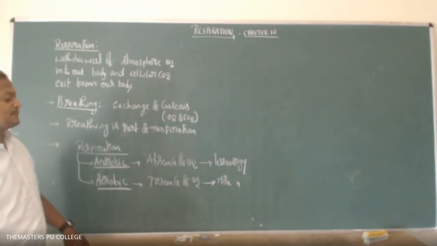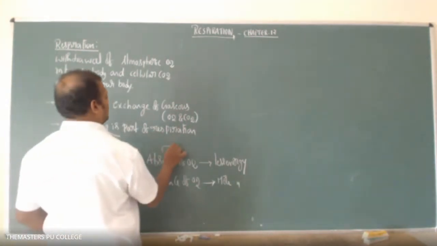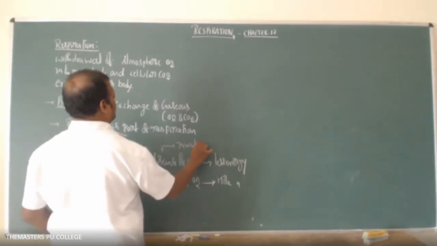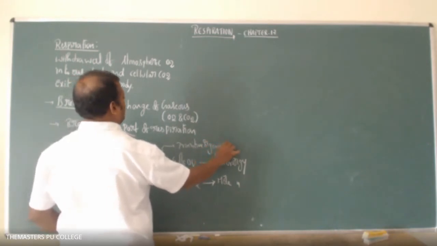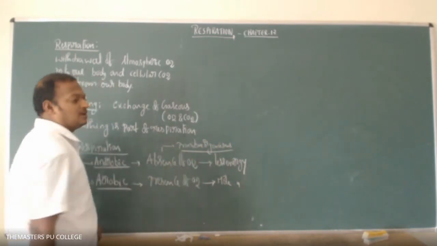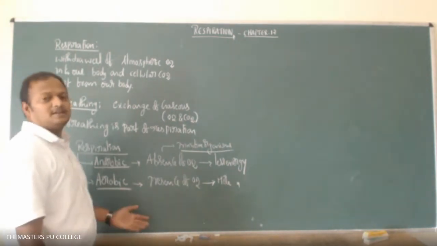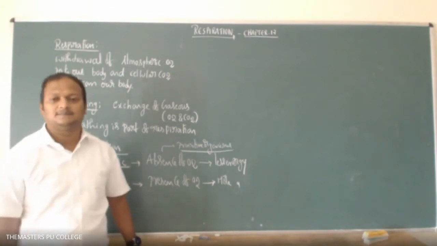Okay, students? So anaerobic respiration is the character of which organisms? The primitive organisms exhibit anaerobic respiration, like bacteria and different types of microorganisms. In aerobic respiration, most of the organisms exhibit aerobic respiration.